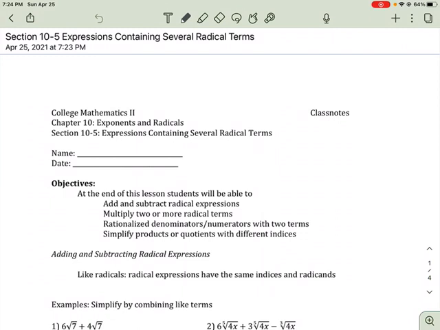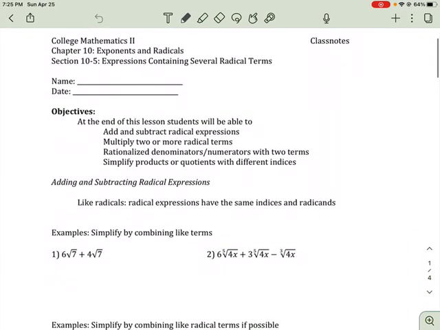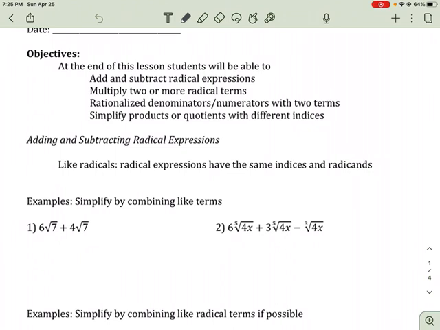All right, so we're going to be able to add and subtract radicals. We're going to multiply radicals that are two or more terms, rationalize denominators with two terms, and simplify products and quotients that have different indices, meaning different index, like square roots, and try and divide that by a cube root. And what do we do about that? All right, so let's talk about adding and subtracting first.